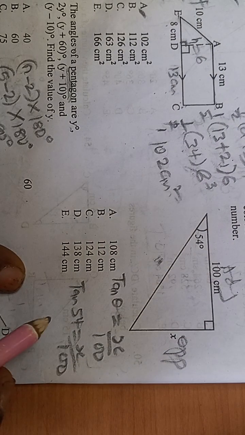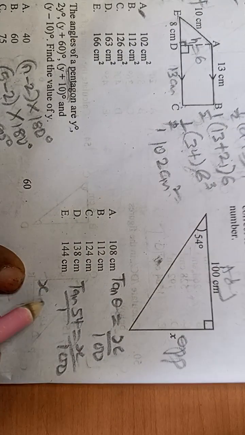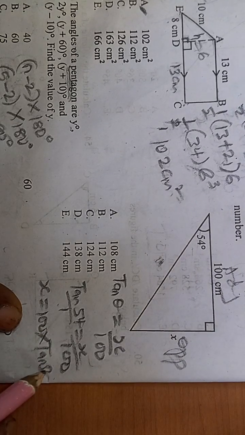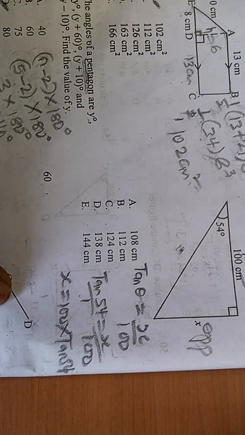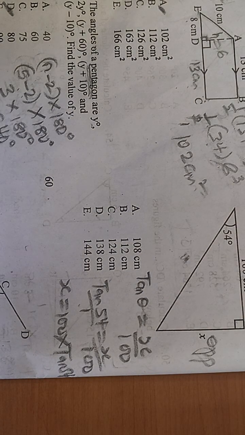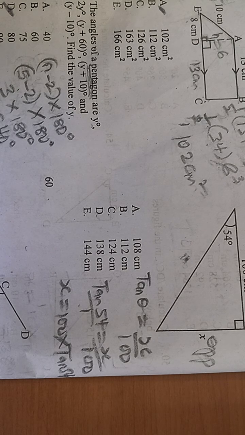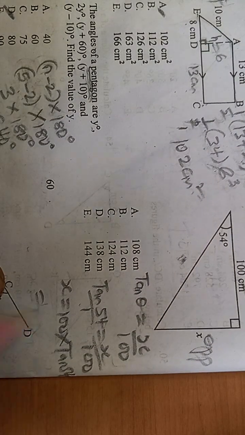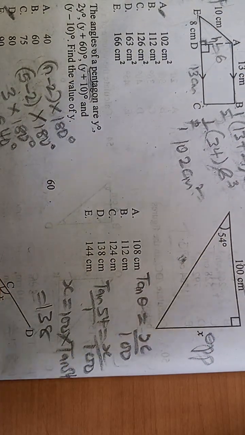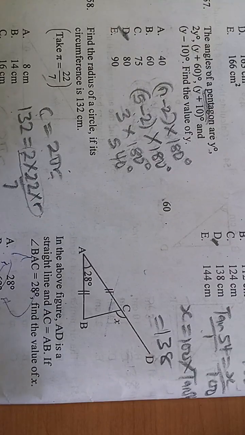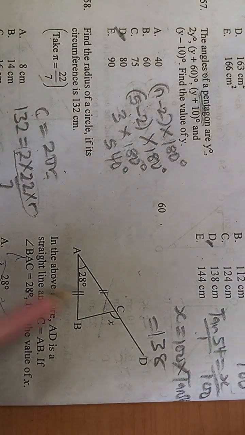So then you cross multiply, 1 times x is x. So you just use 100 to multiply whatever tan 54 gives you. So you multiply 100 times tan 54. Tan 54 multiplied by 100 will give you 137. To the nearest whole number, 138. Okay? Option D.